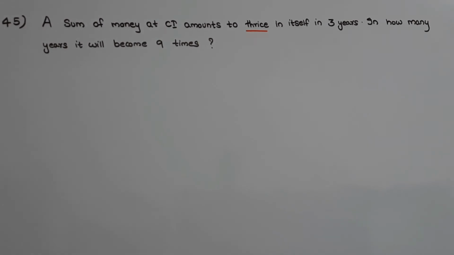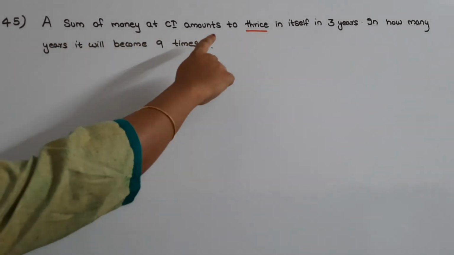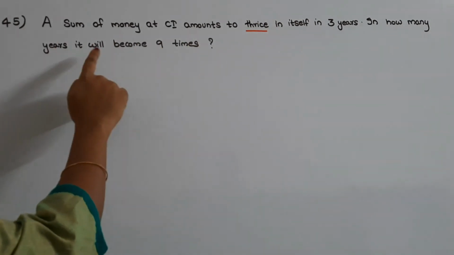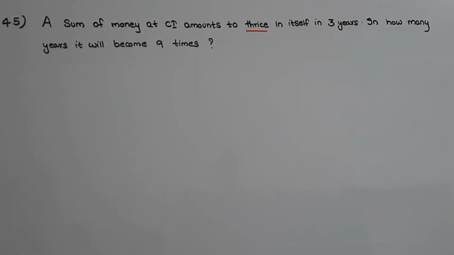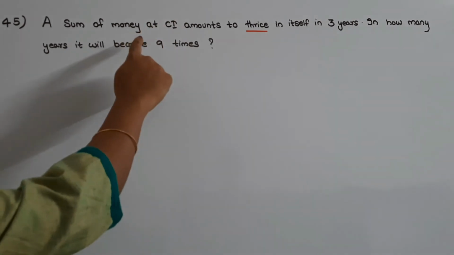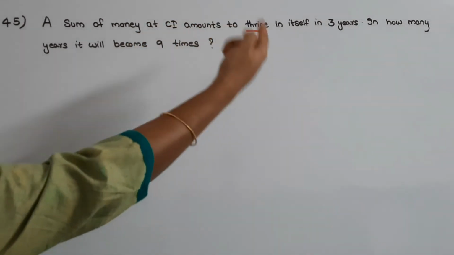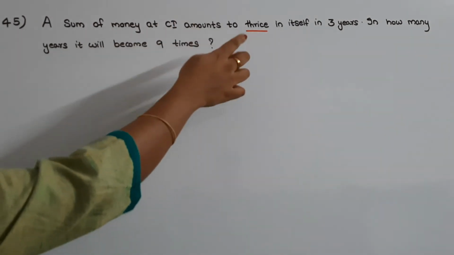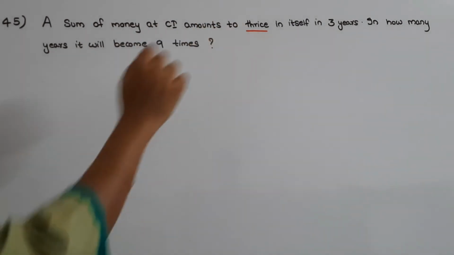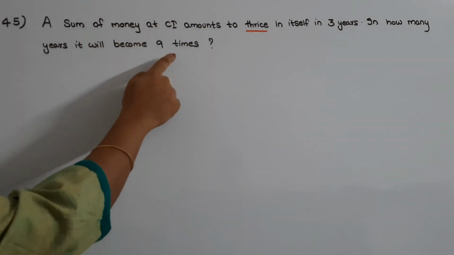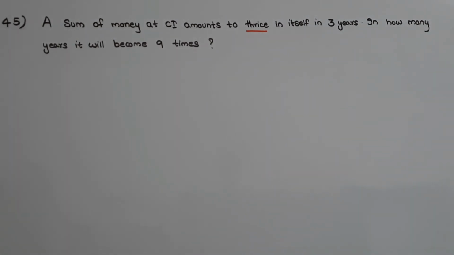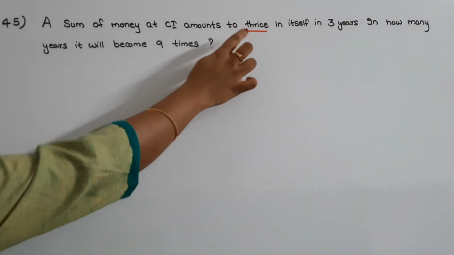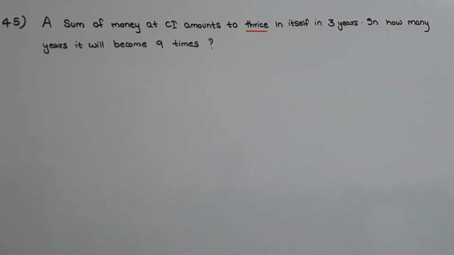The next question is, a sum of money at compound interest amounts to thrice itself in 3 years. In how many years will it become 9 times? In this question, they are telling that the amount is becoming 3 times the principal. It is not double, it is 3 times the principal in 3 years. Then in how many years will it become 9 times? This is also similar to the previous question. The only difference is that it is thrice here instead of double.